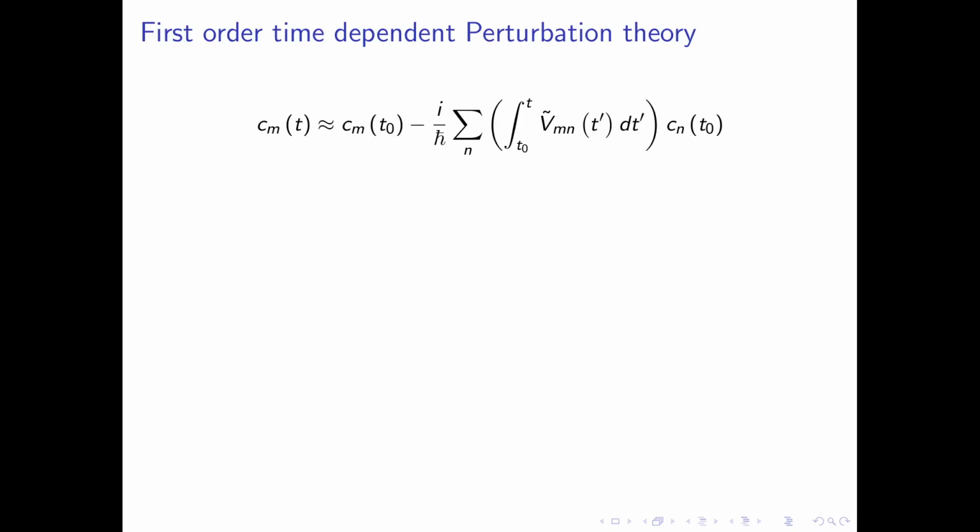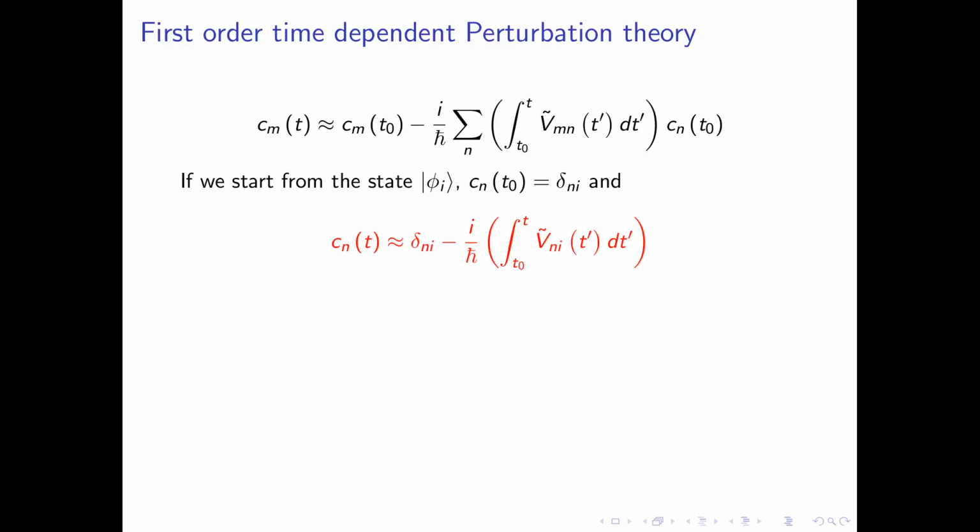Now a special situation simplifies this expression considerably, and this special situation also happens to be a pretty useful one. This is when the initial state is one of the energy eigenstates of the unperturbed Hamiltonian. So, if we start with the state ket phi i, then Cn at t0 must be 1 when n is equal to i and must be 0 whenever n is not equal to i. That means Cn at t0 must be equal to delta ni, where delta is the Kronecker delta symbol.